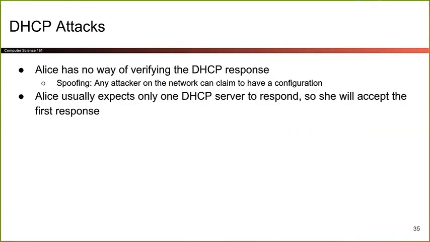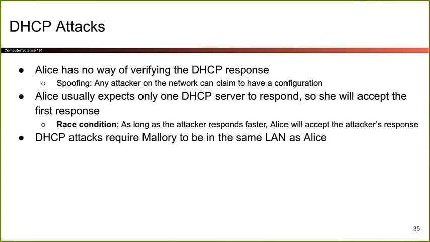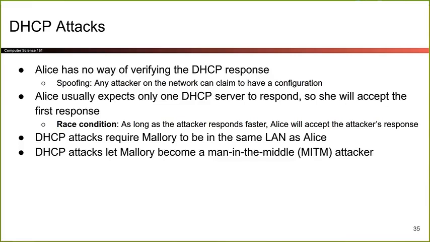And again, we said usually there's only one DHCP server per network. So I usually only expect one answer, and I'm not going to sit there waiting for 10 people to give me offers. I'll usually just take the first one because I don't expect more. So again, that creates a race condition. Whoever shows up first will usually be the one who's chosen. So if the attacker can get a configuration to Alice before the real DHCP server, then Alice will have to accept that. And again, Mallory has to be in the same local network to give Alice a bunch of configurations. And again, if you succeed, Mallory becomes the man-in-the-middle attacker.